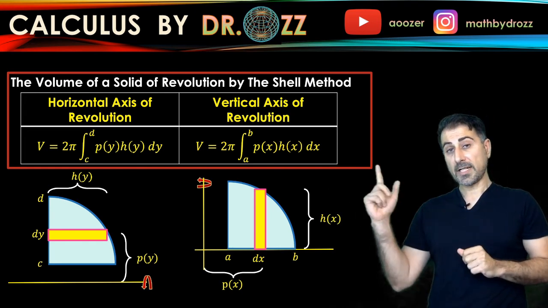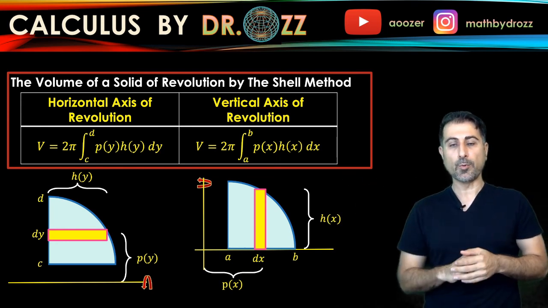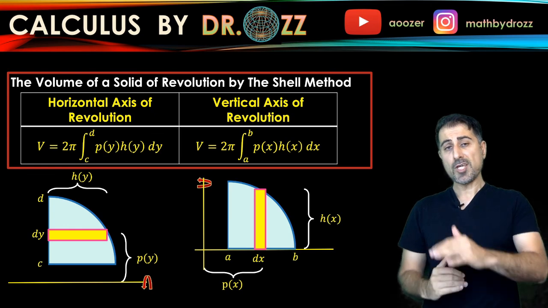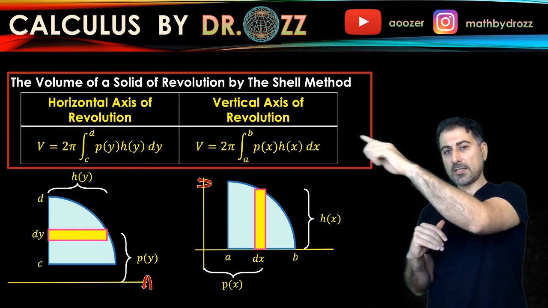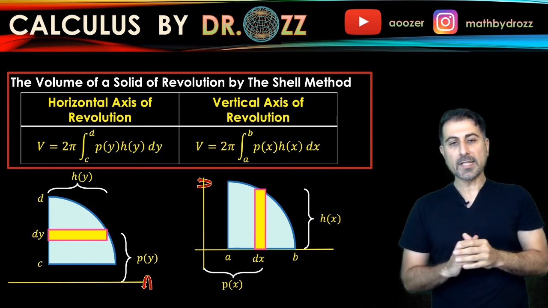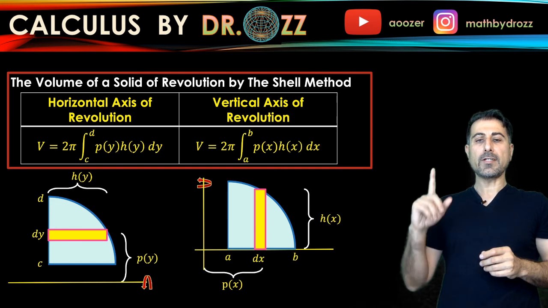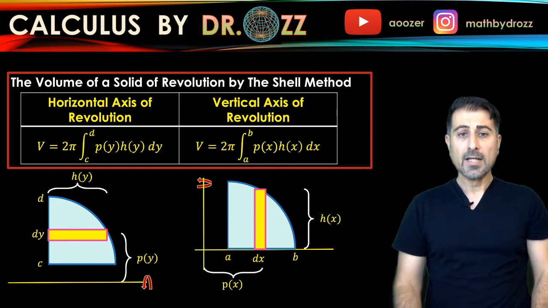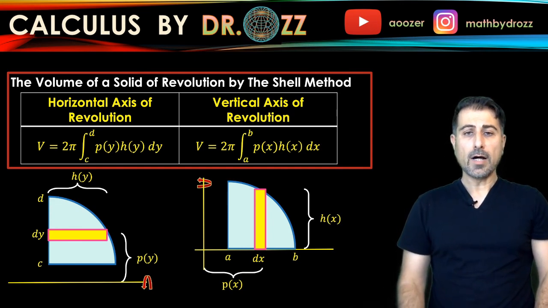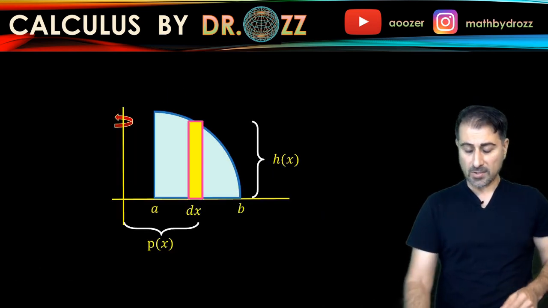Okay, we have two different kinds. In one case, the axis of revolution is horizontal. In the second case, it's vertical. And as I said, we are in the second case. So look at the second column and the second picture here. We got this yellow rectangle slice within the region, and we're going to revolve that around the y-axis. So this is exactly the bigger version of this picture.